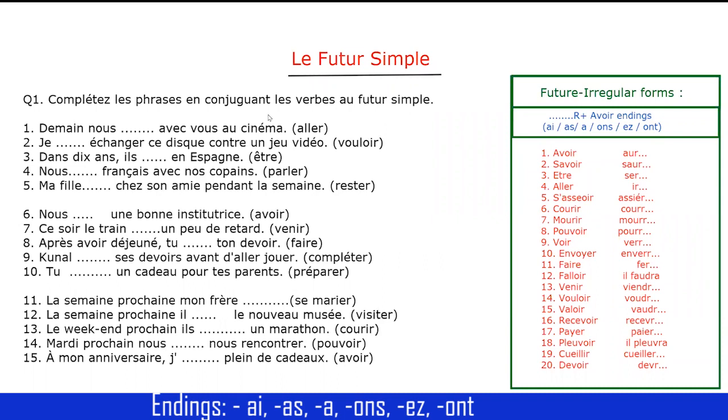Now we'll see one exercise of futur simple. Here, the given question is compléter les phrases en conjuguant les verbes au futur simple. So we have all the irregular cases here. If the verb is irregular, we'll pick our stem from here, from the list. Otherwise, we'll write the stem till R and then we'll simply put the endings.